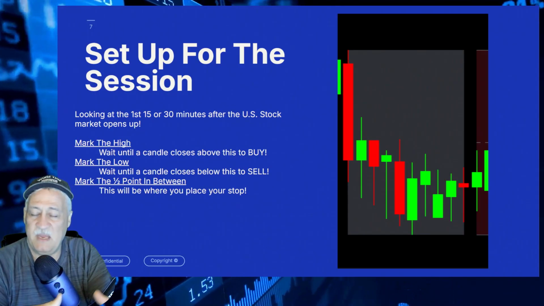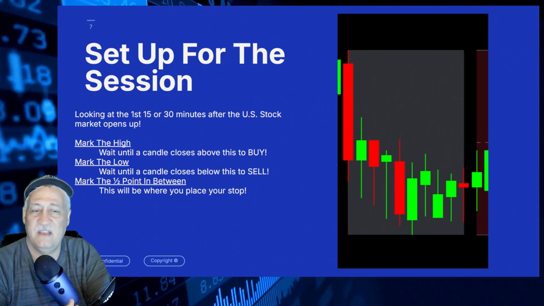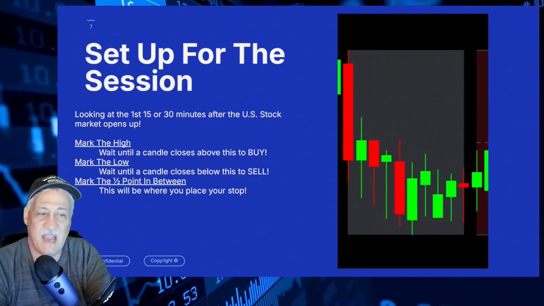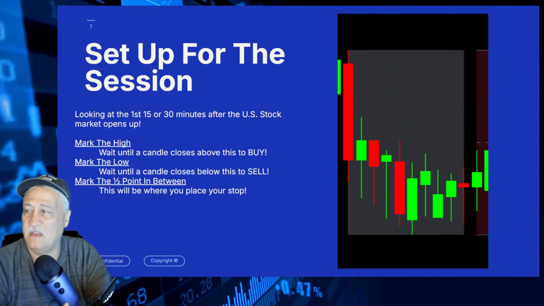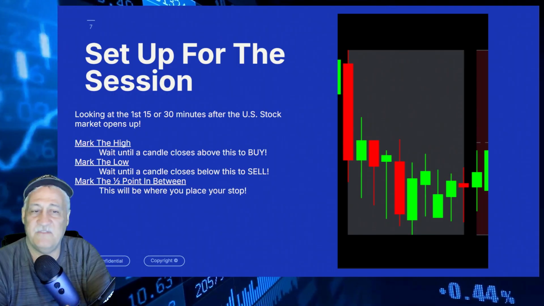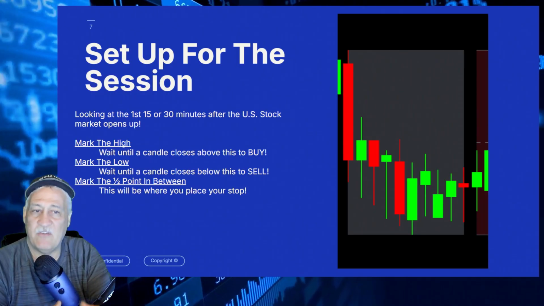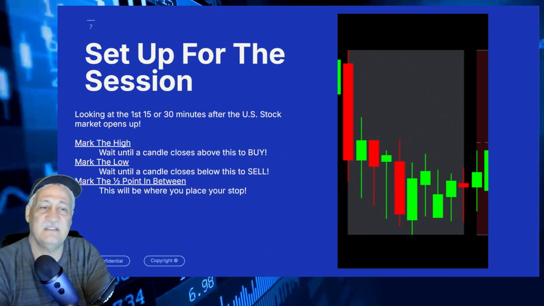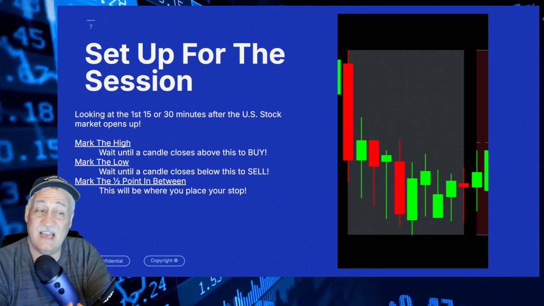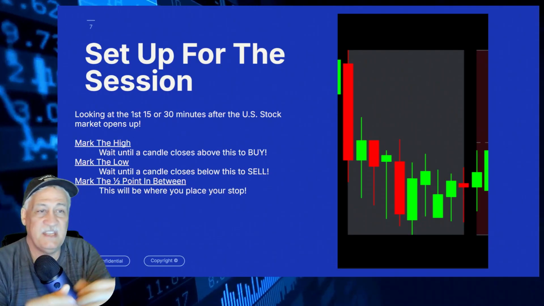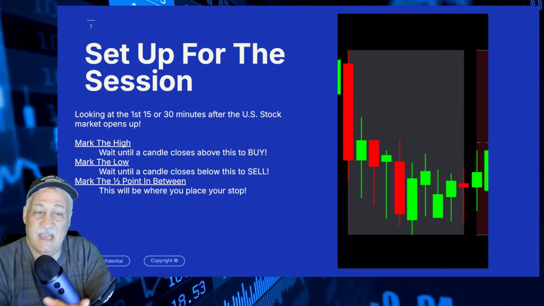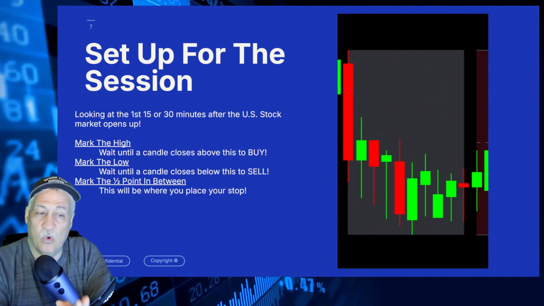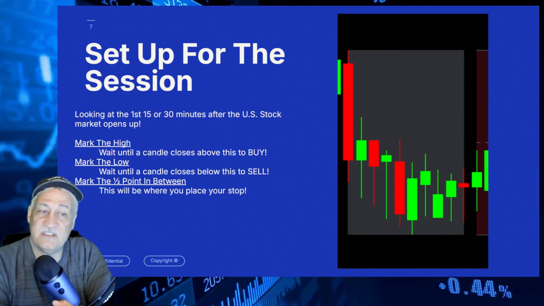There's traders all over the world, and everybody's using different strategies. Okay, there's not one strategy that fits everybody. Everybody has different risk tolerances. Everybody has different times they can trade. With this right here, we're going to look at the first 15 or 30 minutes after the stock market opens.